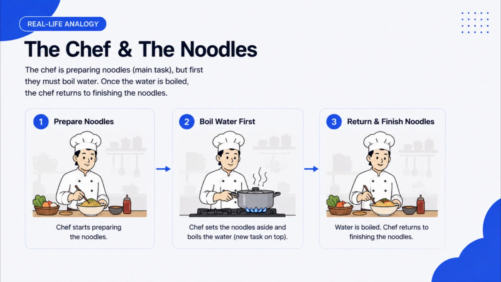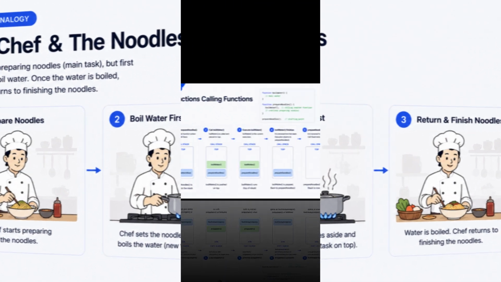Imagine a restaurant with a chef. The chef is preparing a dish of noodles. So the main task now is to prepare the noodles. But before the chef can finish the noodles, there is another task that needs to be handled first. The water needs to be boiled. So the chef temporarily sets the noodles aside and starts boiling the water. Now boiling the water becomes the task the chef is actively working on. Once the water is boiled, the task will be completed and the chef goes back to the earlier task, preparing the noodles. This is very similar to what happens inside the call stack.